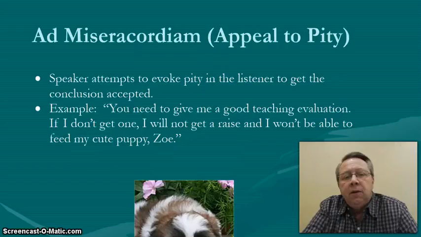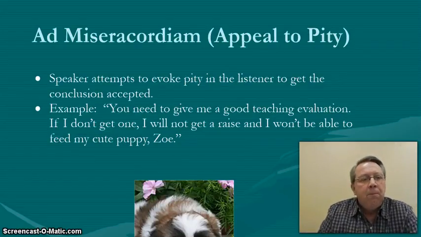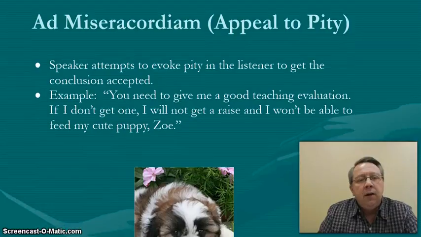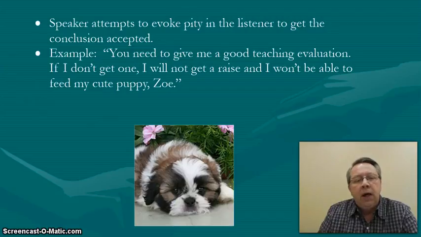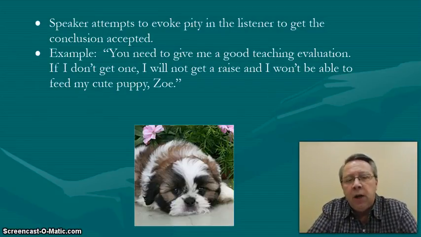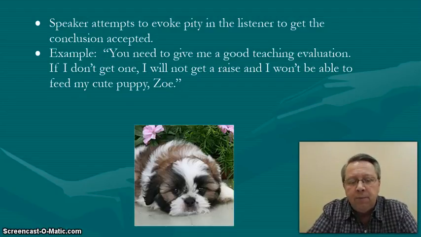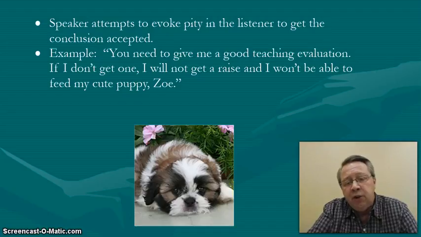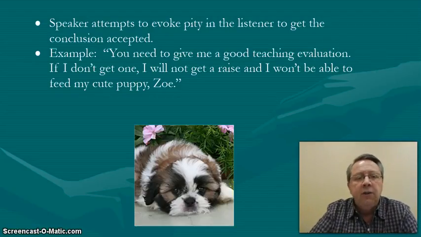Okay. The second type of fallacy is the appeal to pity. Whenever a speaker attempts to evoke pity on the listener to get the conclusion accepted. So an example of that would be, you need to give me a good teaching evaluation. If I don't get one, I will not get a raise, and I won't be able to feed my cute puppy Zoe. Now, this is not my puppy. I have no idea if it's Zoe, but it is a cute puppy, I guess, if you like puppies. So, gives a good illustration.